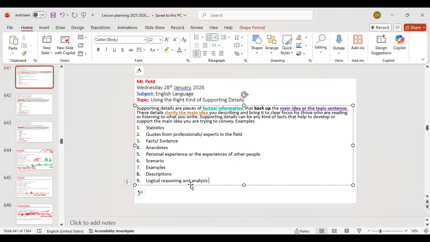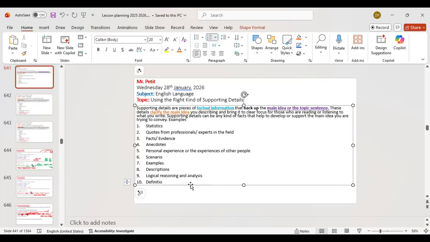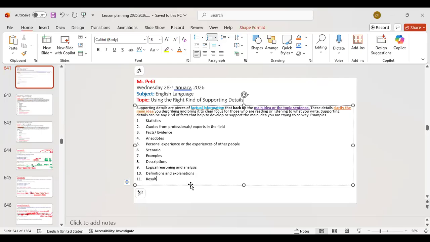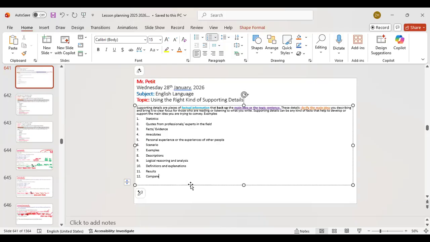So using logical reasoning, coming from point A to point B, from point B to point C, really looking at it logically. Another one is going to be definitions. So you could use definitions and explanations, right? Those are some ways you could develop your paragraph. You could use expert testimony, personal anecdotes, results. You could compare and contrast. I want to make it bigger so y'all could see it. Compare and contrast.